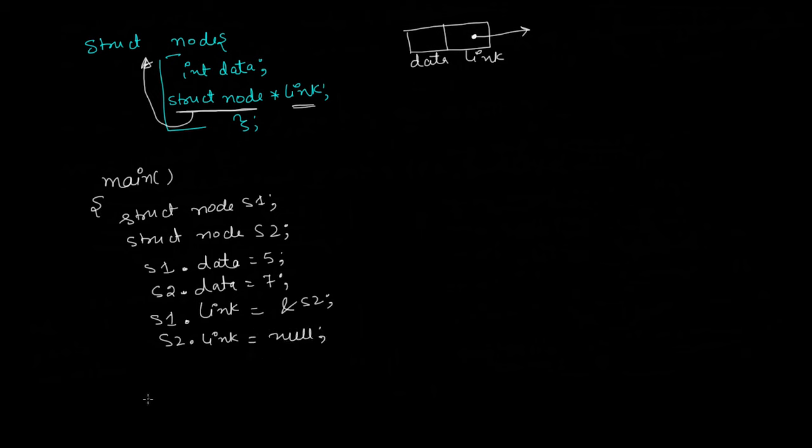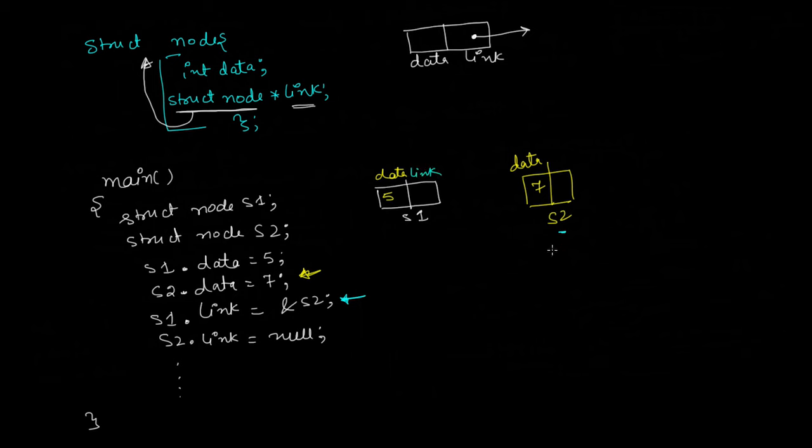Okay, so you can have this program, and then you can have multiple lines of code. If you visualize it, you'll see that it is something like this. This is the variable s1. In the data part of s1, you have stored 5, right? And then there's a variable s2. In the data part, you have stored 7, right? And then in this line, you are saying store the address of s2 at this link location of variable s1. So if the address of s2 is 2000, then this 2000 will be stored here. In another way, you can say this link of s1 is now pointing to this other variable s2. And if you see this line, that means this null is stored here.